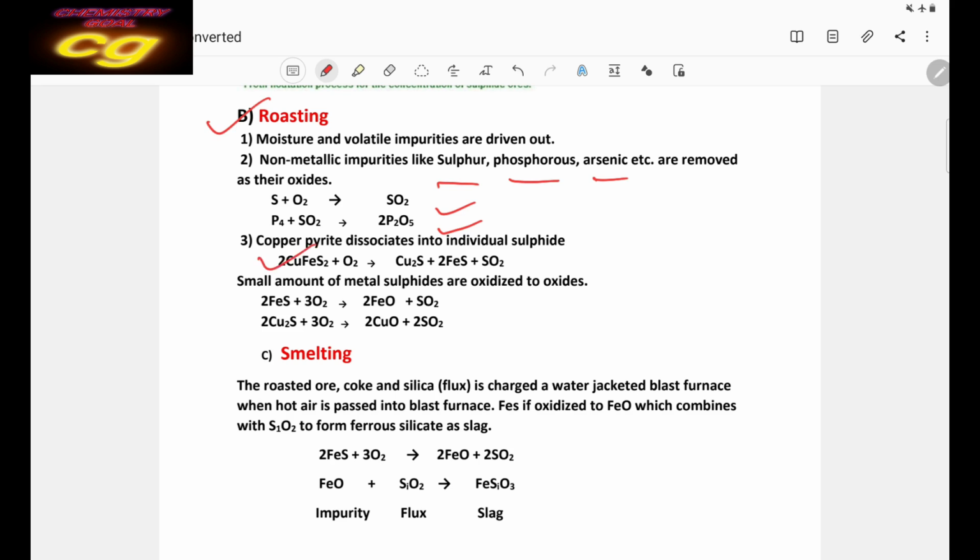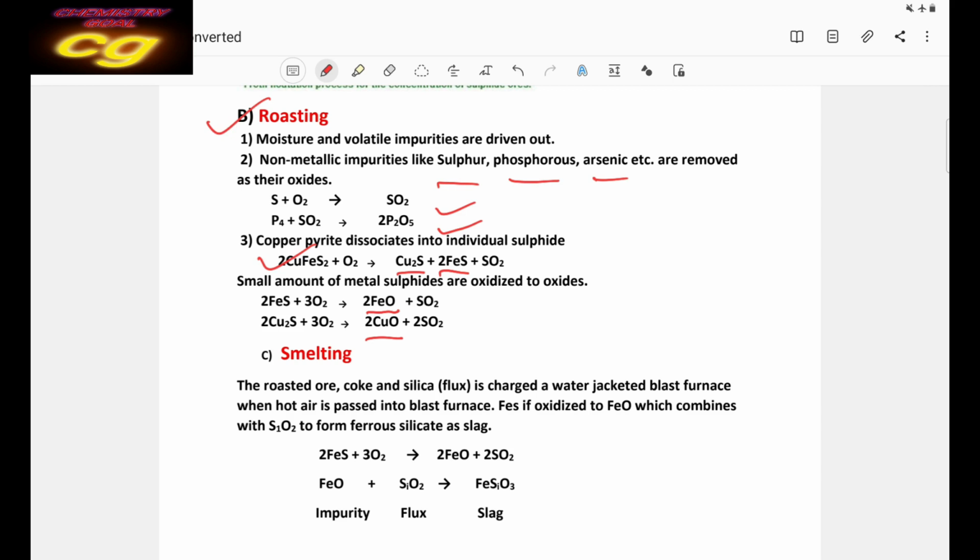Then the copper pyrite, CuFeS2, in the presence of oxygen dissociates and converts to copper sulfide and iron sulfide. Then during the oxidation, this iron sulfide and copper sulfide get oxidized to the corresponding oxides, iron oxide and copper oxide. So ultimately during the roasting process, some impurities are removed as oxides and moisture is also removed.